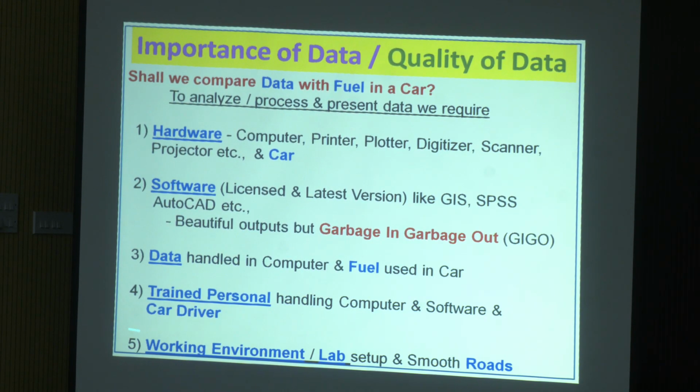Then you need trained people to handle the software or the data, like a driver. Then the environment, the working environment, the lab setup, is like having smooth roads. Suppose you have everything perfect: an excellent car like a BMW or Audi, an excellent software system, an excellent driver, an excellent road. Instead of petrol, if you put kerosene, what will happen? Will your car run smoothly?